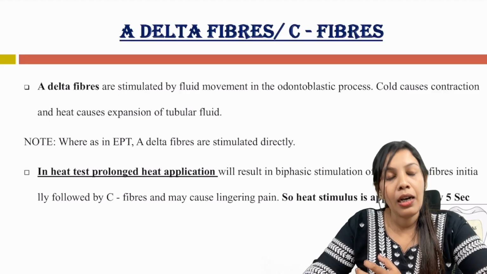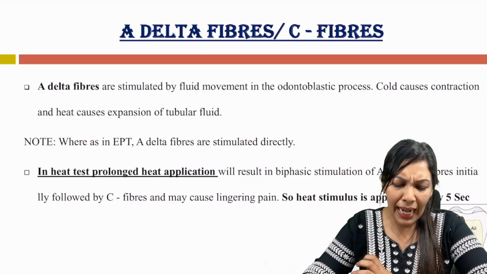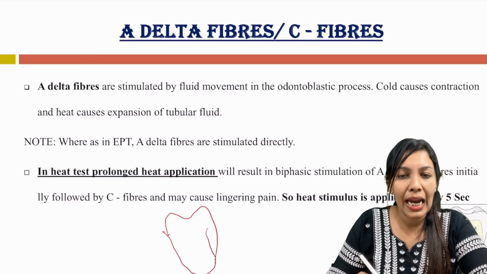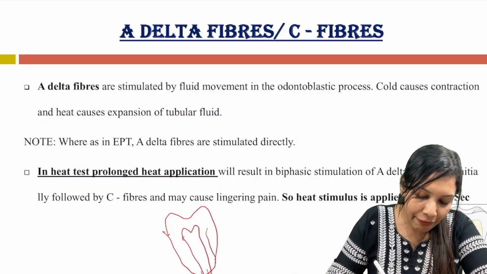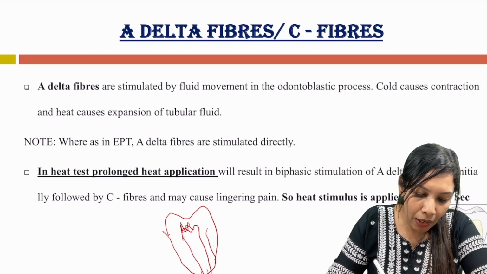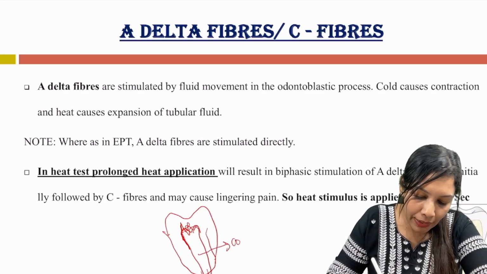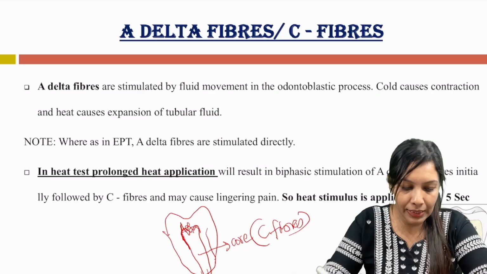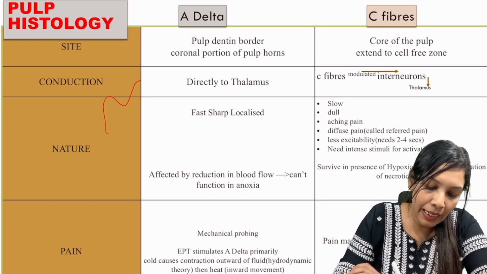Right. Now, before going into each test, it is very important to know what A delta and C fibers are. When we take the pulp, there are two important fibers, that is A delta fibers and C fibers. So this will be the pulp. The A delta fibers are placed more above on the pulp horns, and also on the superficial surface of the pulp. But inside the core part, you can see C for core, the C fibers are mostly found. Right. So we need to know the difference between A delta and C fibers.